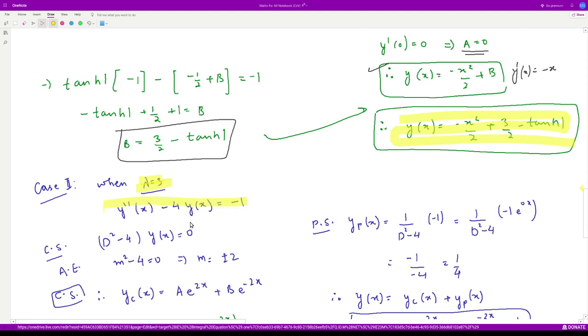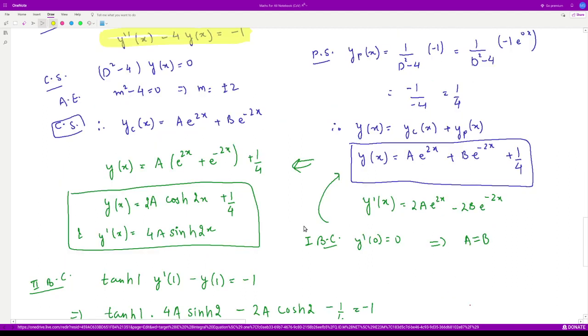We find the corresponding solution by putting the right hand side equal to 0. So we have y double dash x minus 4y of x is equal to 0. Whatever is the solution in this case, we call it y_c(x), the corresponding solution. Then we find the particular solution, and the general solution would be the combination of the corresponding solution and the particular solution. So let us first solve this complementary solution.